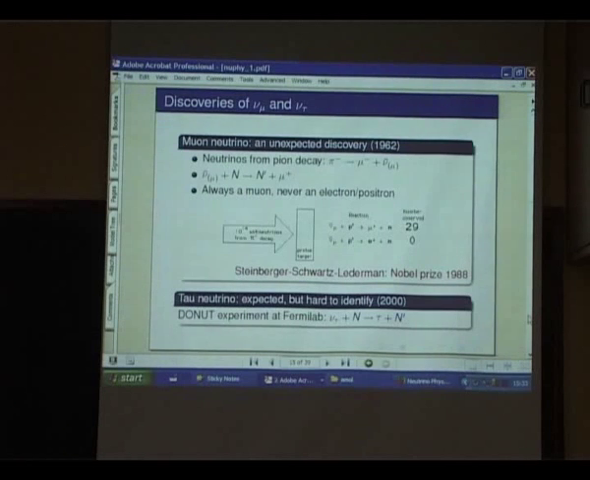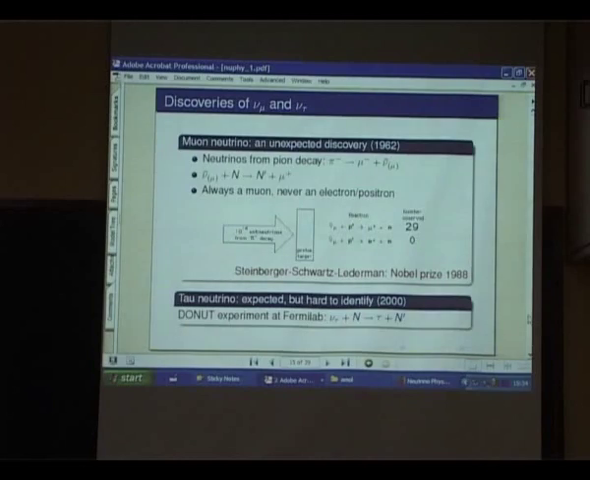After this, things were not so exciting. Once people knew two families, they expected that when we have a third family, we will see neutrinos there too. The third neutrino, the tau neutrino, was detected only in 2000, which is very recent. Even before it was discovered, it was accepted that in atmospheric neutrinos, muon neutrinos go to tau neutrinos.